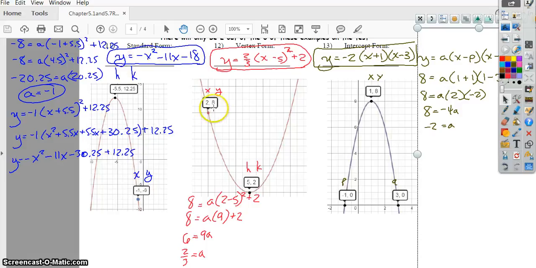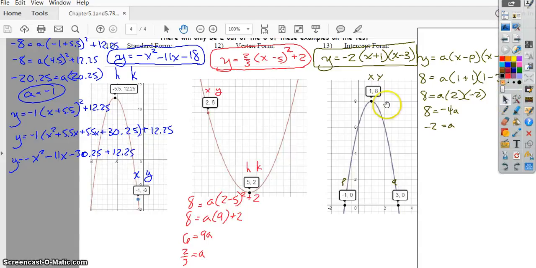12 is a lot easier. You got your x and y, 2 and 8. You got your h and k is 5 and 2, so we get 8 equals a times 2 minus 5 squared plus 2. So this is negative 3 squared. Negative 3 times negative 3 is positive 9. Subtract 2 over, you get 6. 6 divided by 9 is 2/3. So 2/3 is your a. Put your h and k back in and you're good. All right, number 13.